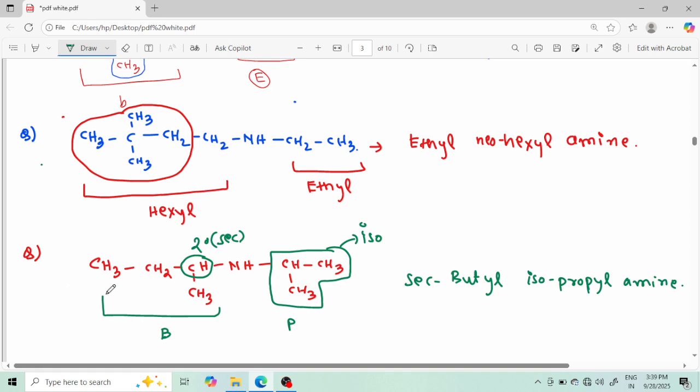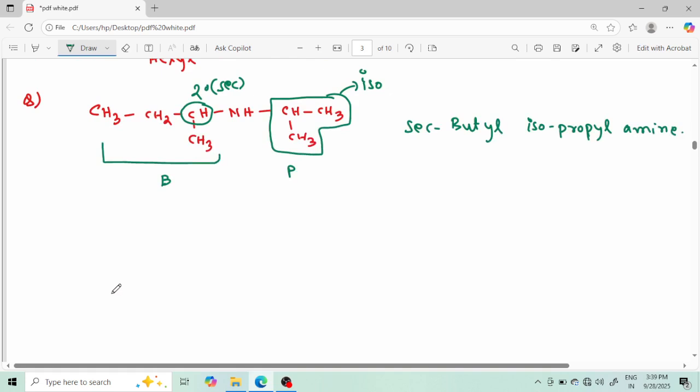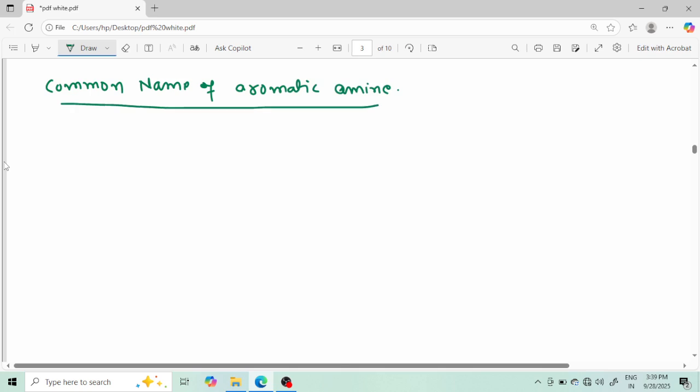Now we will be doing common name of aromatic amine. Let's start. Under common name of aromatic amine, we will study 2 categories. So let's do type 1.